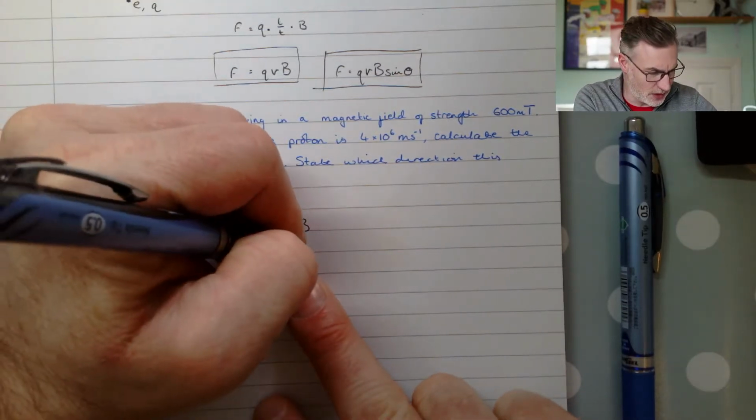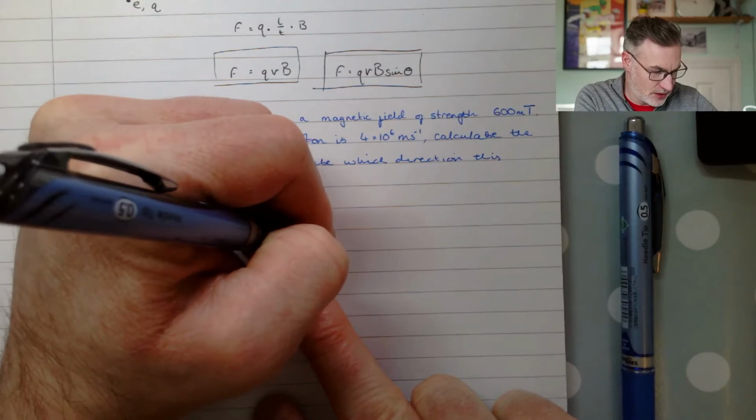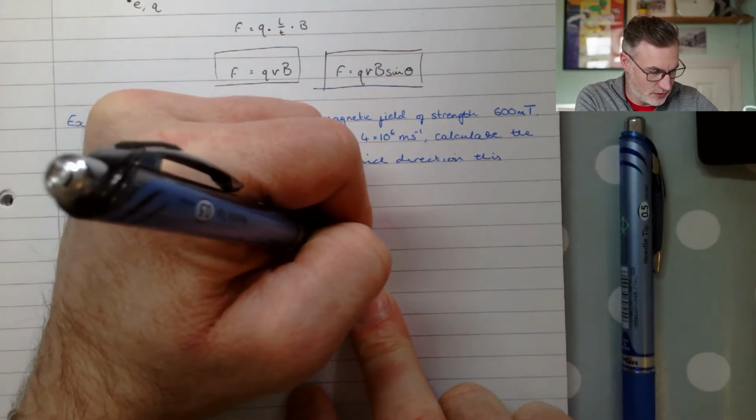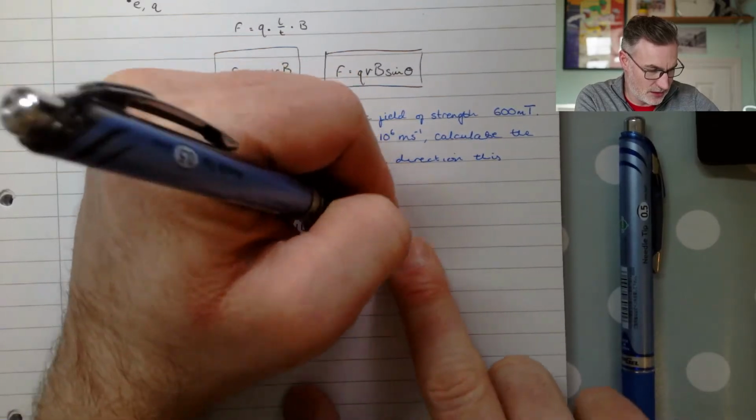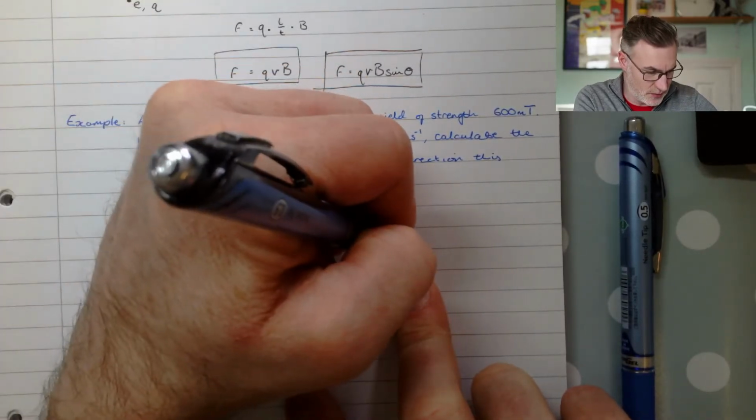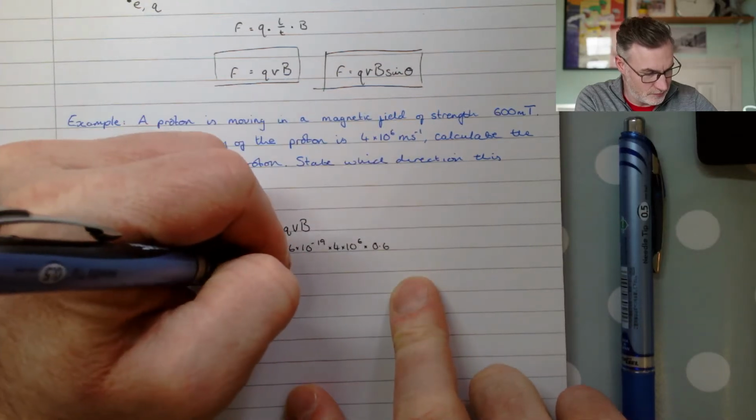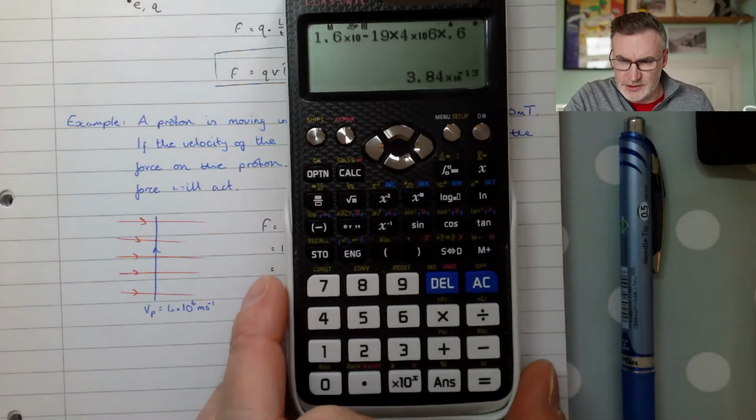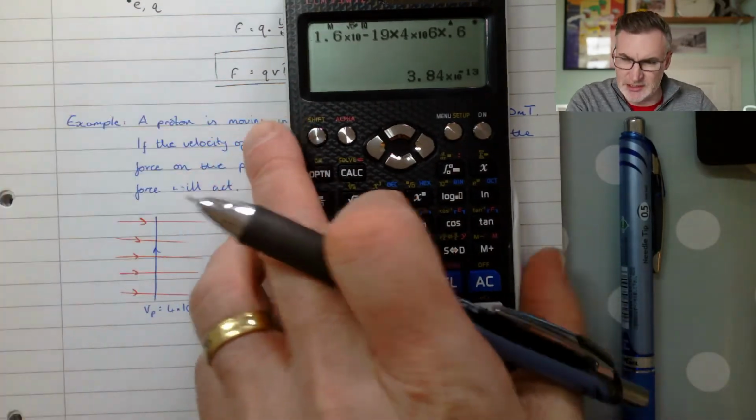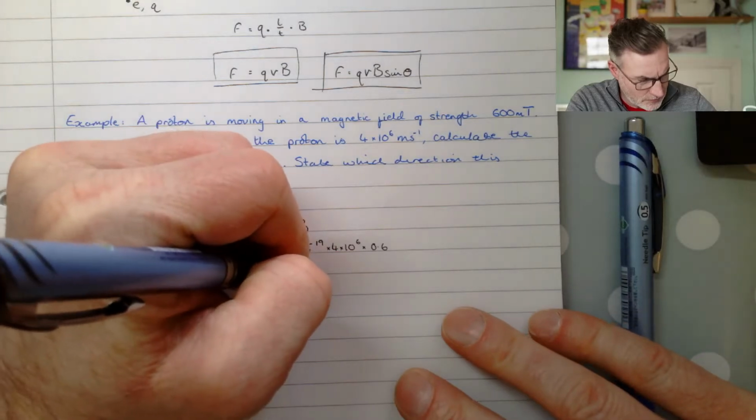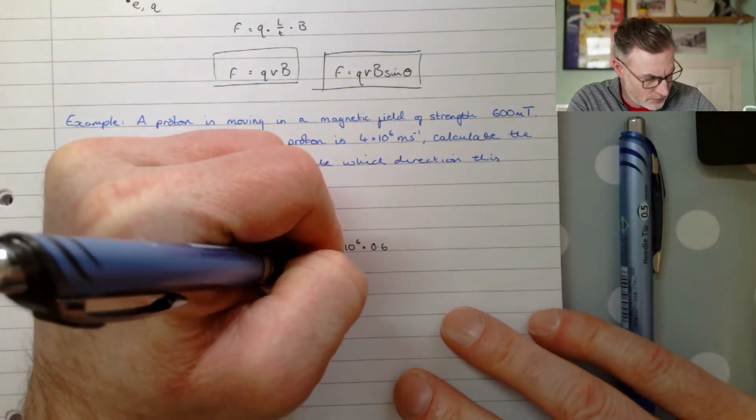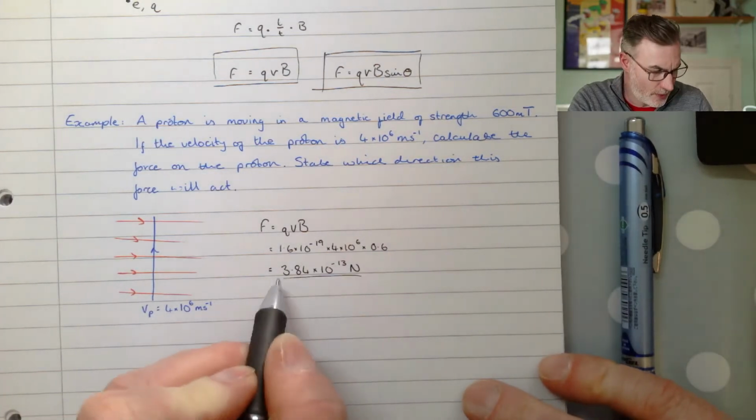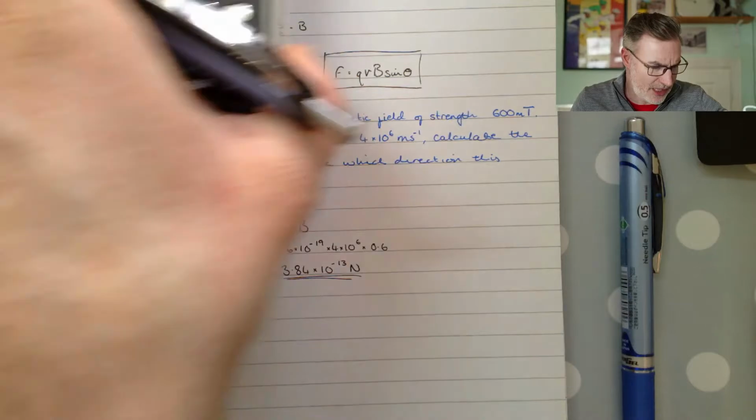The charge of a proton is 1.6 times 10 to the minus 19, times 4 times 10 to the 6, times 600 milliteslas, so that would just be 0.6. Which would give us 3.84 times 10 to the minus 13 newtons. Okay, so that gets us the magnitude of the force.